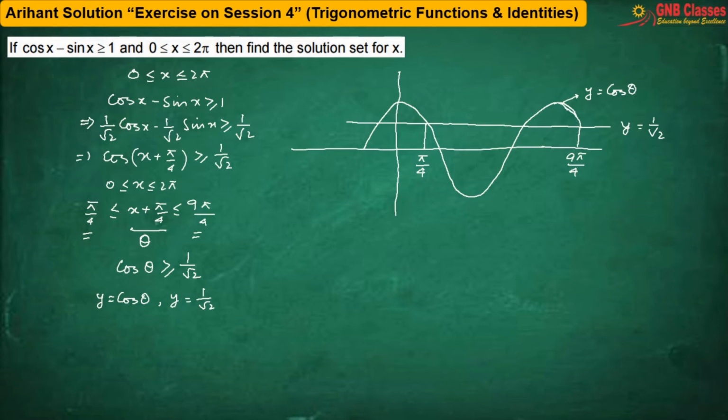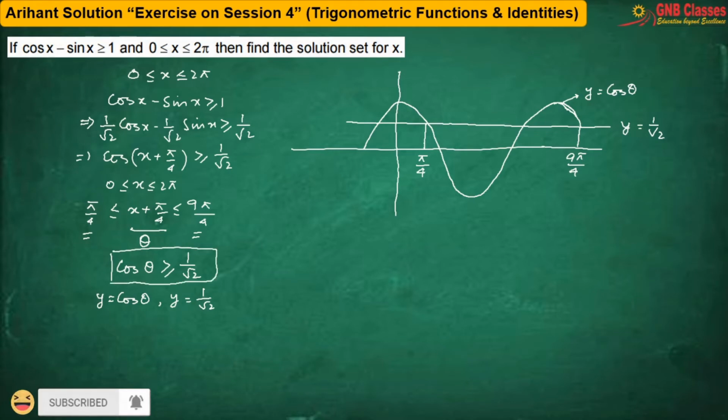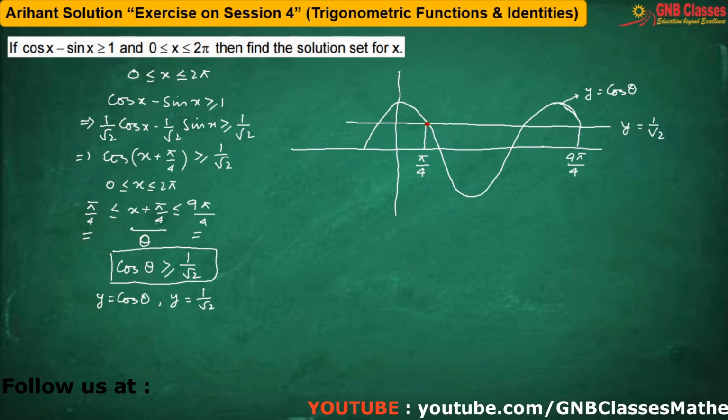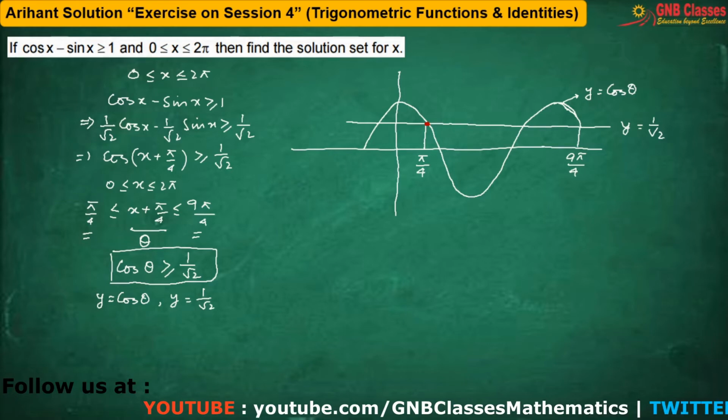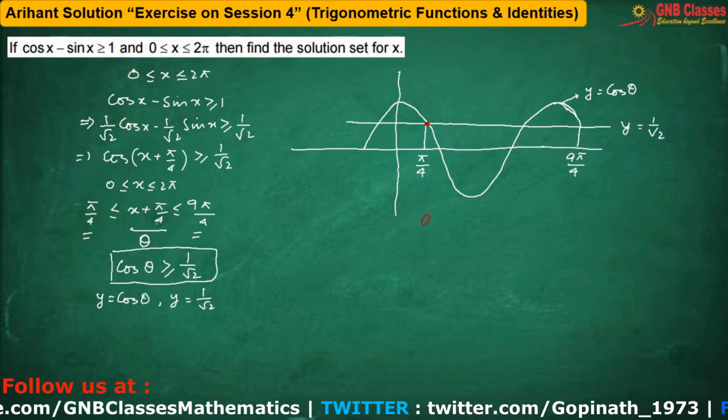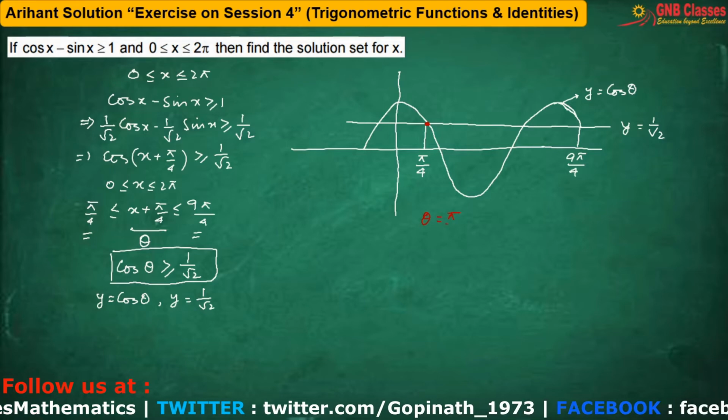Is it clear to all of you? Have you understood it? Now you tell me where your cos theta is greater than or equals to 1 by root 2. Look at it carefully. At this point, your cos theta is equals to 1 by root 2. Okay? So this point has to be considered. Here, theta will be equals to pi by 4.